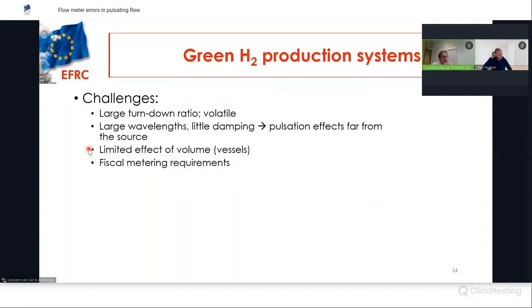And finally, in green hydrogen systems, the hydrogen flow is really also the economic driver. So the metering requirements are very strict. You really need to accurately measure the hydrogen flow in these systems because that's the primary fiscal or economical product we are talking about. So for the green hydrogen production systems, we think these effects will be even more pronounced and relevant.